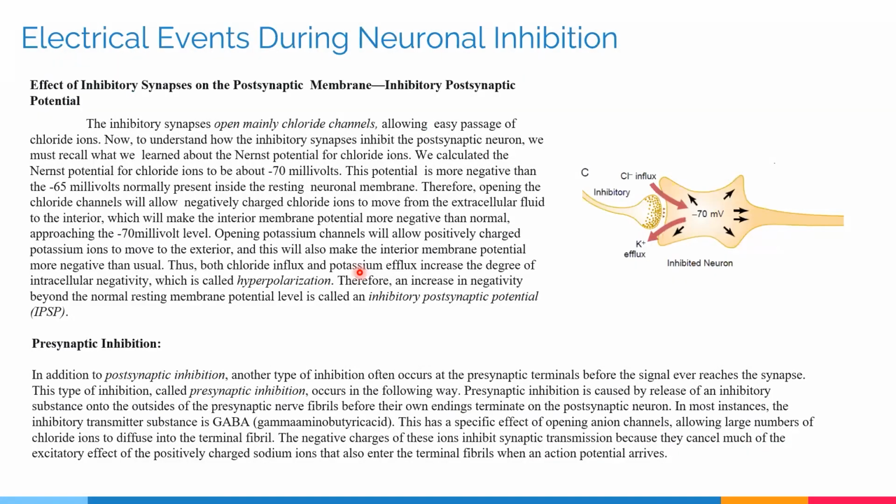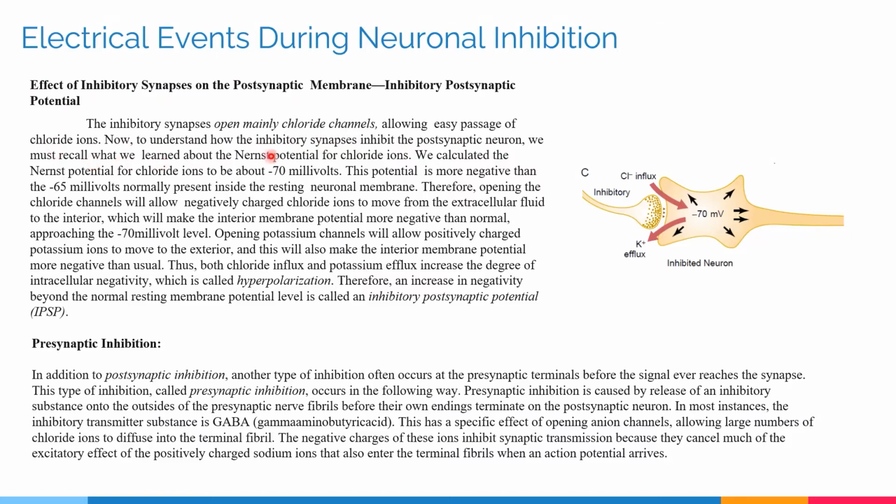Next, we look into the electrical events during neuronal inhibition. First we look into the effect of inhibitory synapses on the postsynaptic membrane, that is, the inhibitory postsynaptic potential. The inhibitory synapses open mainly chloride channels, allowing easy passage of chloride ions.